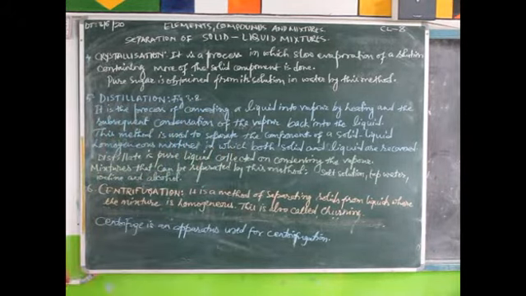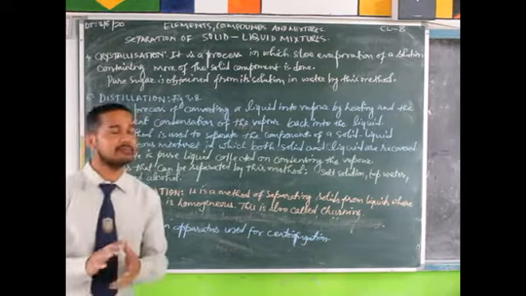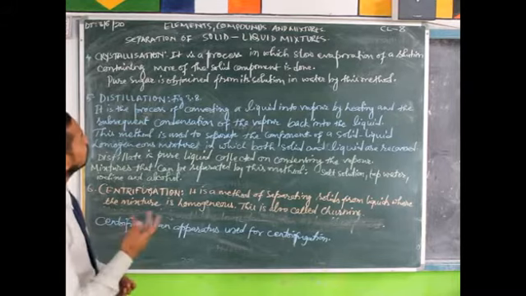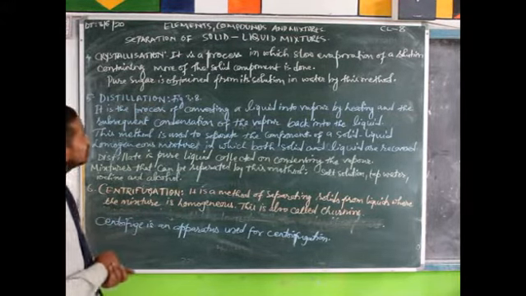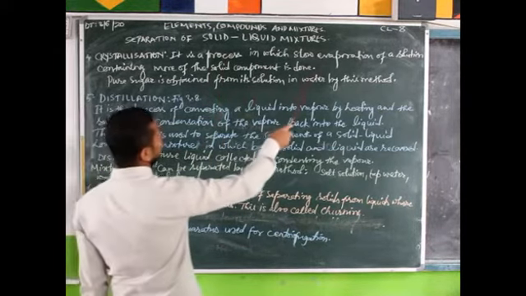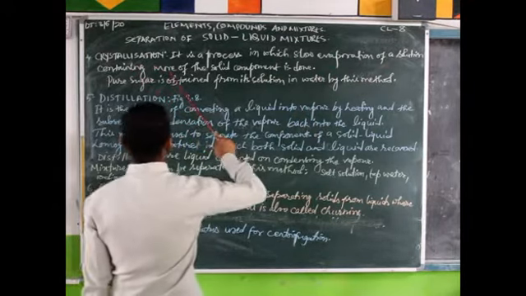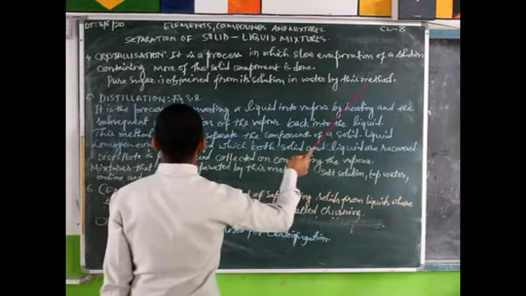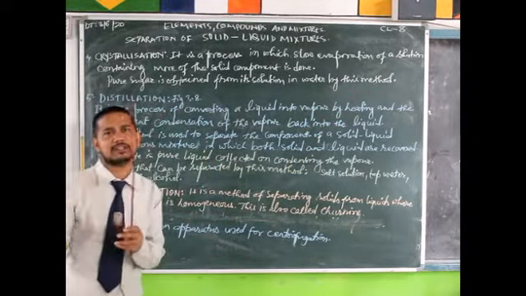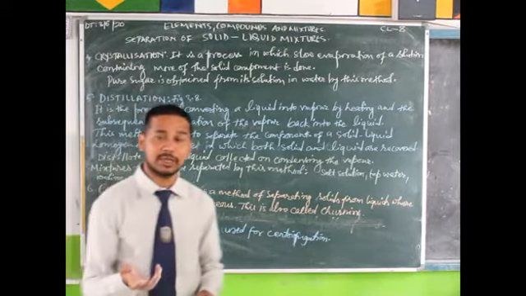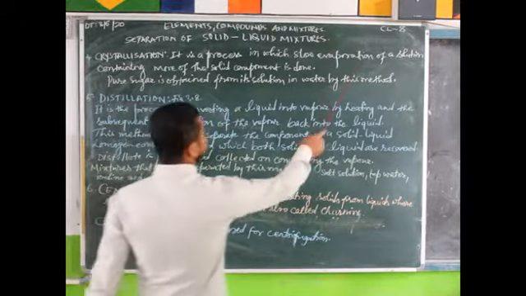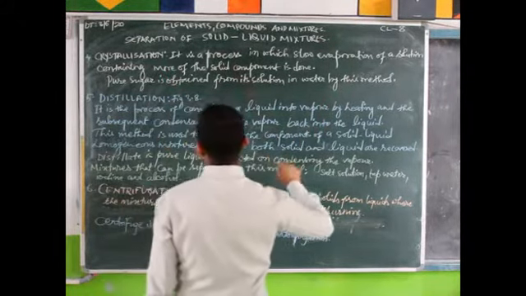Now crystallization is another method which can be used for separating solid from solid liquid mixtures. So what is crystallization? It is a process in which slow evaporation of a solution containing more of the solid component is done. Heating has to be very slow. That means the solution should not boil here.